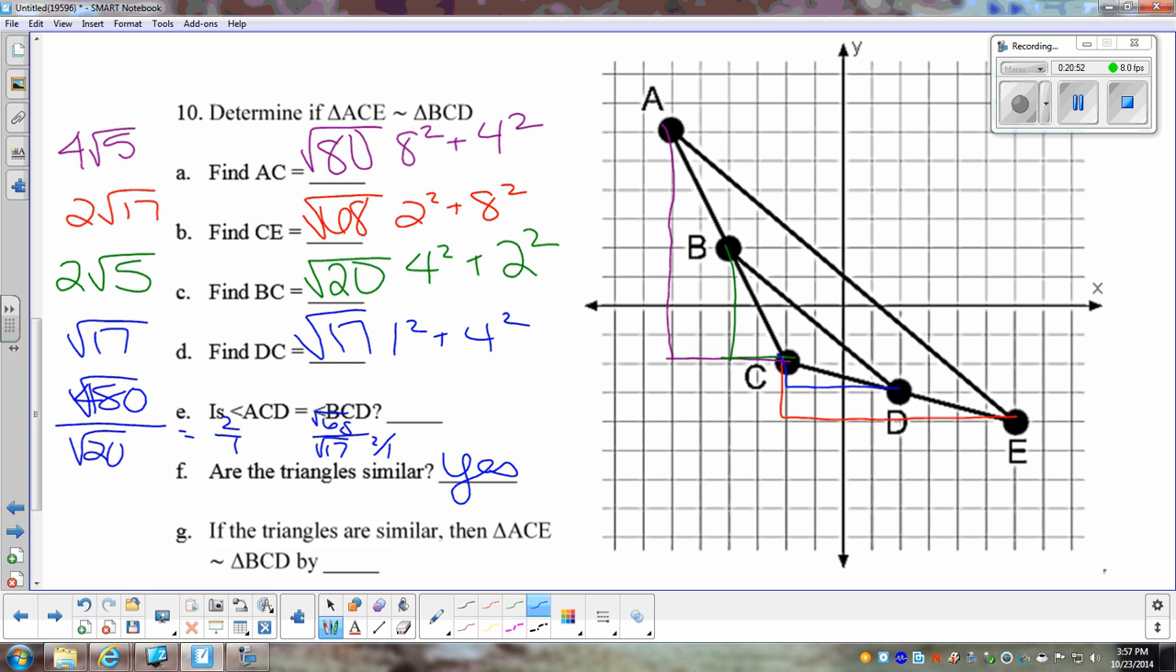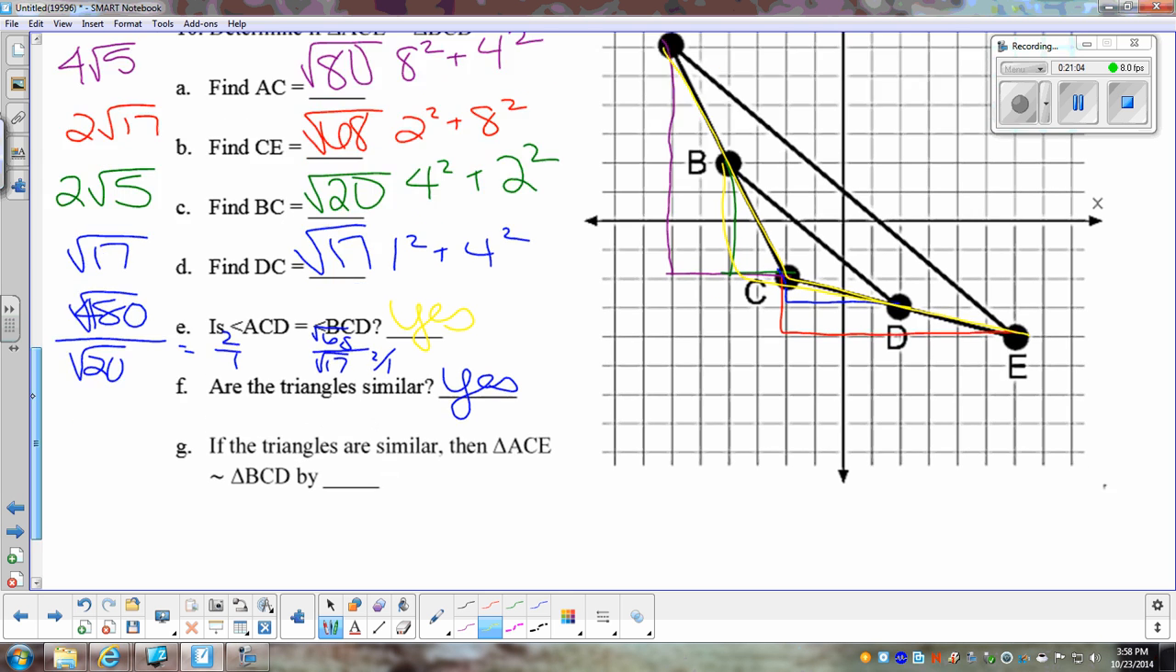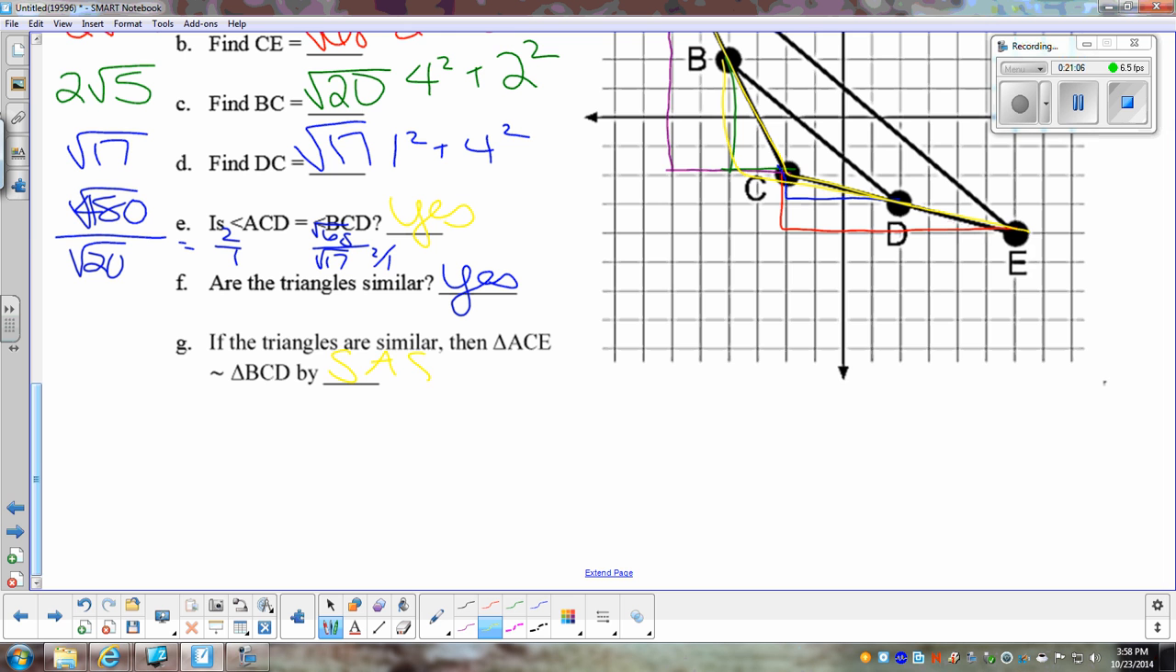So these are, yes, similar. Oh, wait, we need the angle. Is ACD the same angle as BCE? Yes. So they are similar by side angle side. Next page.